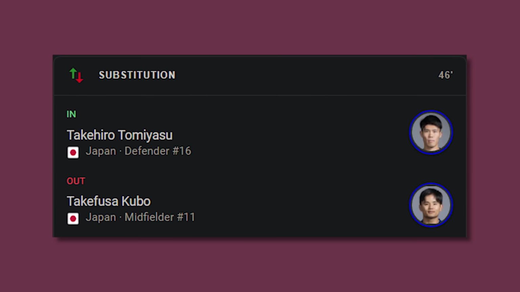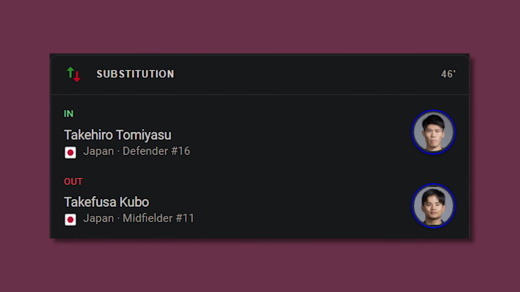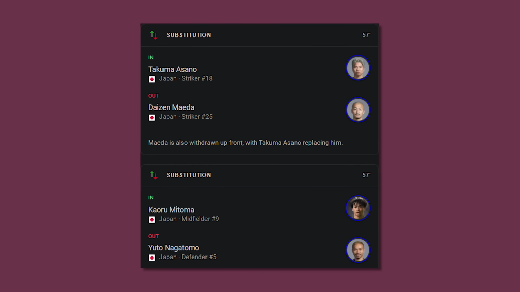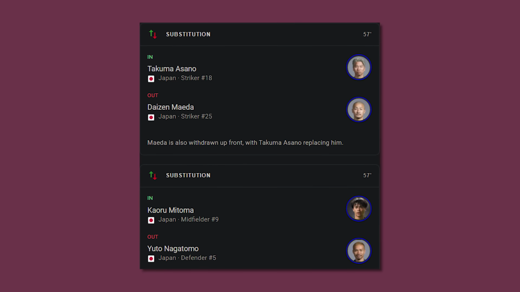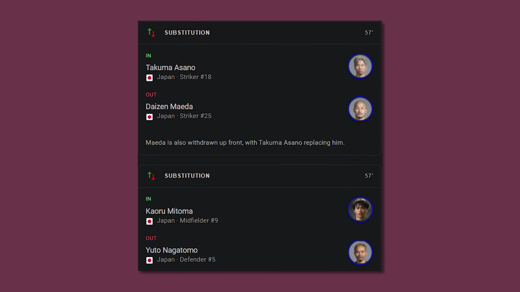Jamal Musiala and the gang were endlessly trying to find that second goal, but they could just never break down the Japanese defense. And then to start the second half, Hajime Moriyasu subbed on Takehiro Tomiyasu for an underwhelming Takefusa Kubo. But Moriyasu wasn't done there. The coach later brought on both Kaoru Mitoma and Takuma Asano in the 57th minute. This was the turning point for the Japanese.